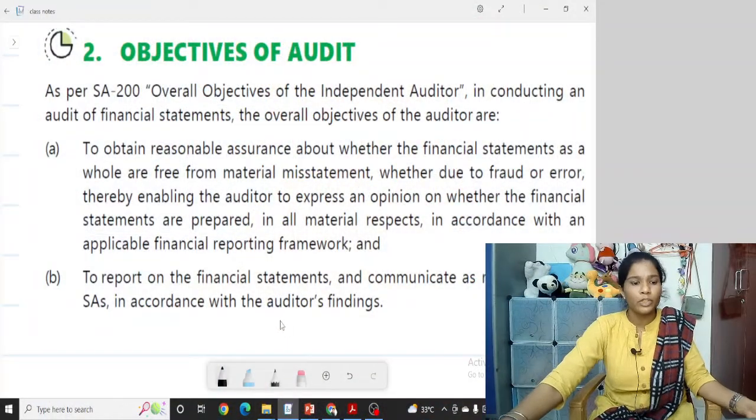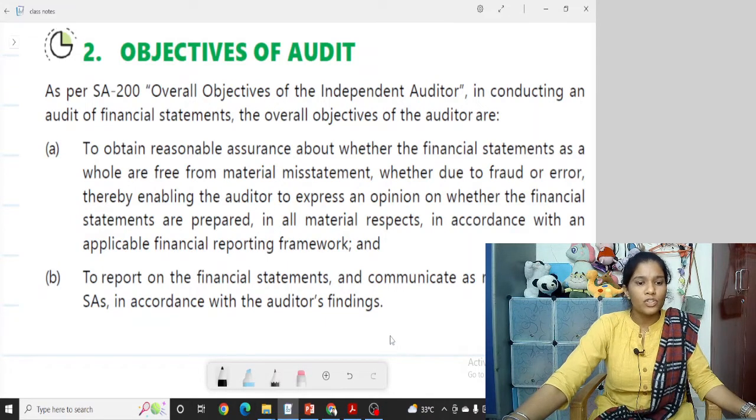What are the keywords? I have told you the keywords are reasonable assurance, and material misstatement. I have told you what is a fraud and what is an error. We have talked about the financial reporting framework, and I have told you that you have to report and you have to communicate. These are all the keywords. Now we will look at the objectives of an audit. I will share the screen with you.